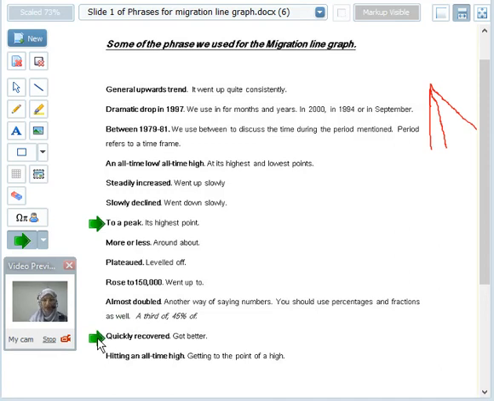Here we've got quickly recovered, so it got better quickly. And then we've got here hitting an all-time high, getting to the point of a high. Hitting an all-time high is just getting to the point. Again, these are really good collocations, almost doubled. Quickly recovered, hitting an all-time high, hitting an all-time low, all-time high, all-time low.